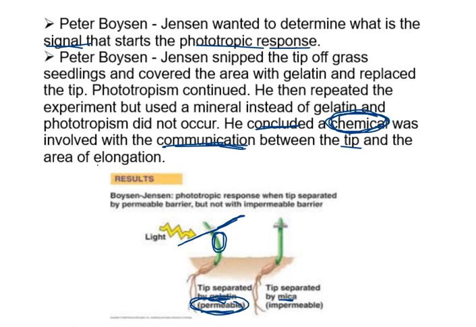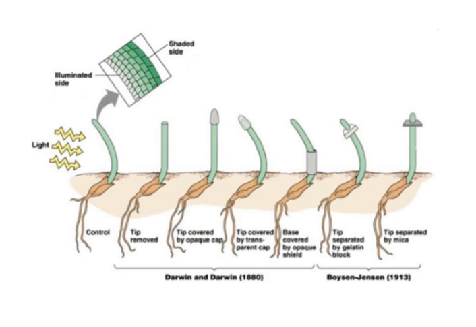So really, he just expanded on the Darwin. How would you pluralize Darwin? Darwin's. He experimented and added to the Darwin's work and figured out that there must be some sort of chemical involved in this. And I've got a slide here that kind of summarizes now both of these guys' experiments.